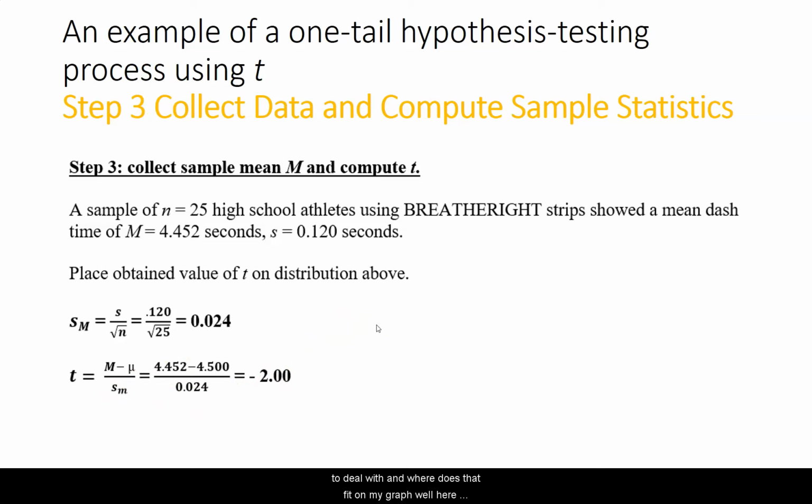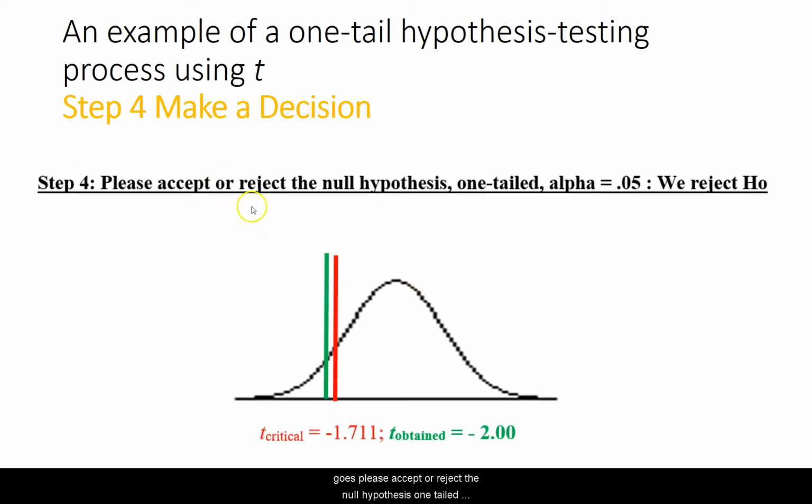And where does that fit on my graph? Well, here it goes. Please accept or reject the null hypothesis, one-tailed, alpha of .05. We reject. The 2 falls outside that critical region. Here's the 1.711. And you remember from the one-tailed test back in chapter 8, if it falls out here, that means we reject. There's no decision, really. It's just like weighing the piece of luggage at the airport. That's all there is to it. So here's my critical value. Here's my obtained. It falls outside. We reject the null hypothesis. That was nice. Now, it was by somewhat of a short margin, but nonetheless, we're rejecting it.